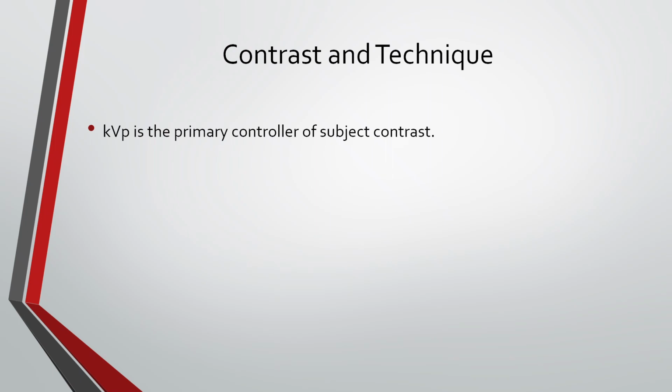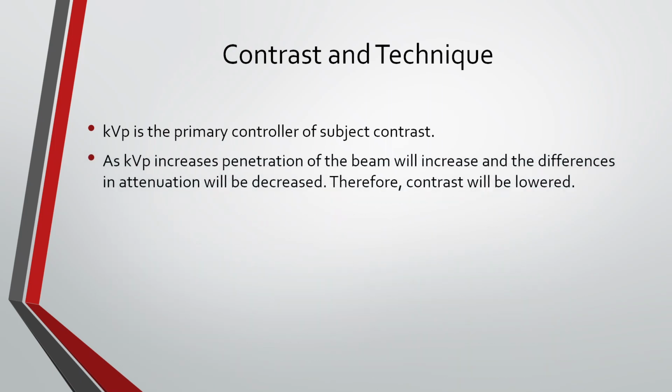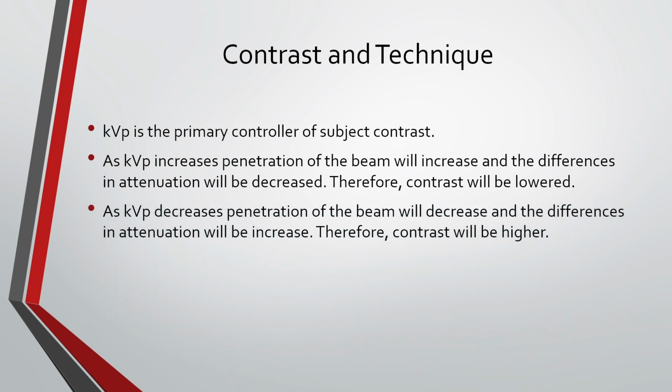We'll go ahead and talk about contrast and technique. KVP is a primary controller of the subject contrast. As KVP increases, penetration of the beam will increase. It's more energetic, as we learned before, and more of the beam is going to penetrate the body. The differences in attenuation of the tissues we're x-raying will be decreased. Therefore, contrast will be lowered. So it'll be lower contrast as KVP increases. As KVP decreases, penetration of the beam will decrease, and the differences in attenuation will be increased. Therefore, contrast will be higher.